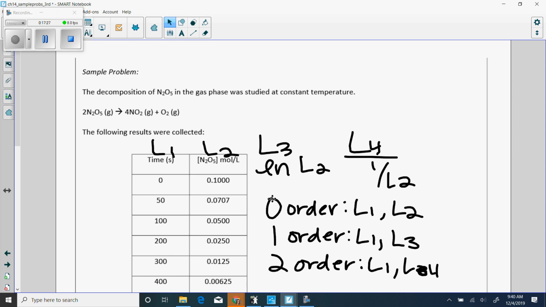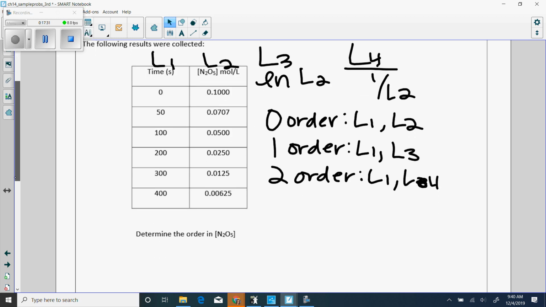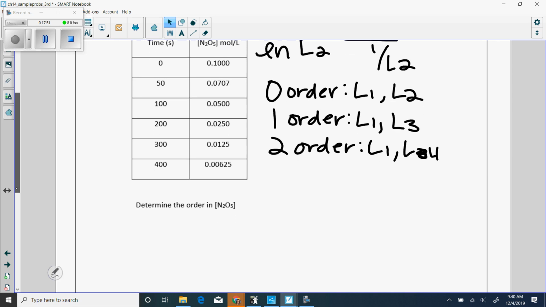Are we good? Do we know that it's first order? If it was L1, L2 is linear, that's zero order. That's our blue graph, time versus concentration. If L1, L3 is straight linear, that's our pink graph, natural log. So that's going to be first order. Monkey is 1. And if it's L1, L4, that means that monkey is 2, because that's 1 over concentration. So that means our answer to this is it is first order.